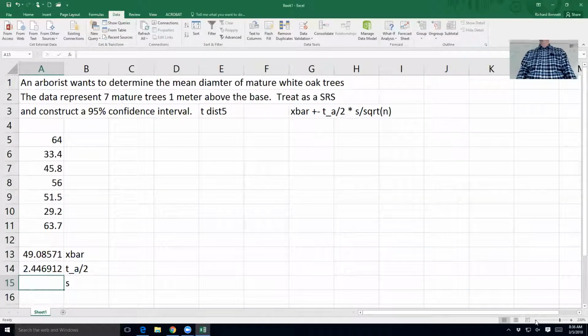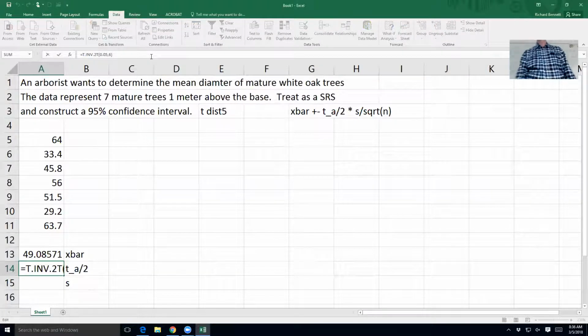Which formula did you use? T.INV.2T, I mean in Excel to get that. Two-tailed. T.INV.2T, and you put in 0.05, because you're putting in the area of the tails.